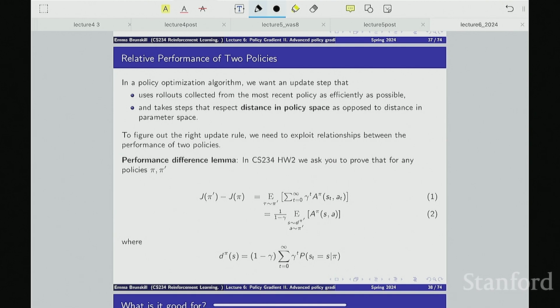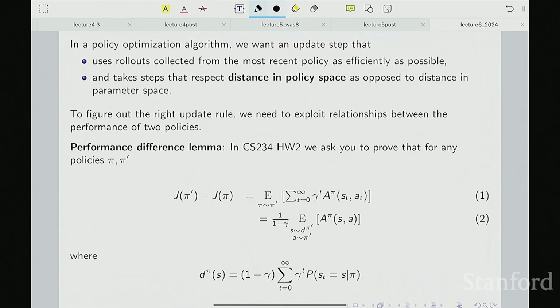And the performance difference lemma allows us to relate the performance of one policy to the performance of another policy, given data from one of the policies. Let me just state this out. So what does this say?